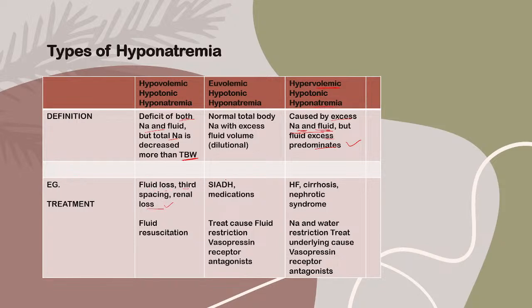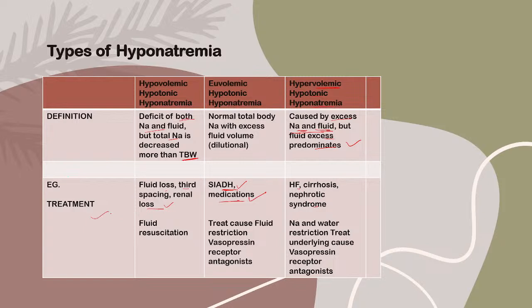And an example of this euvolemic is, it happens in SIADH, that is syndrome of inappropriate antidiuretic hormone. Then some medications, and this happens in heart failure, cirrhosis, nephrotic syndrome.